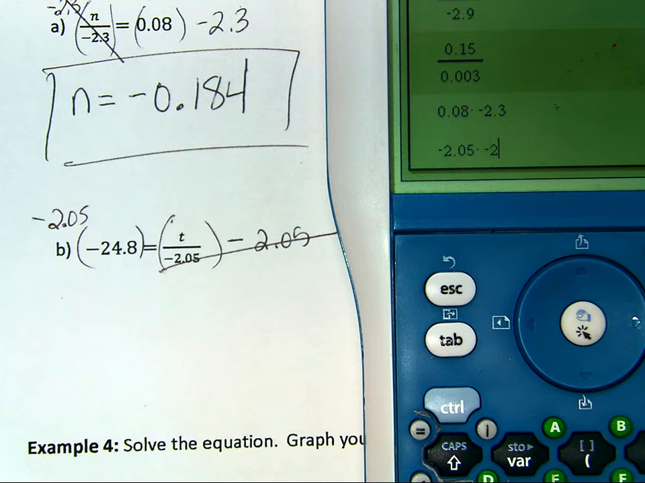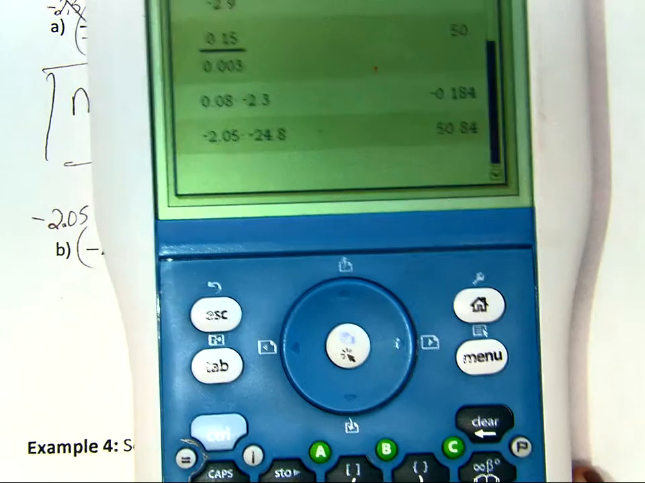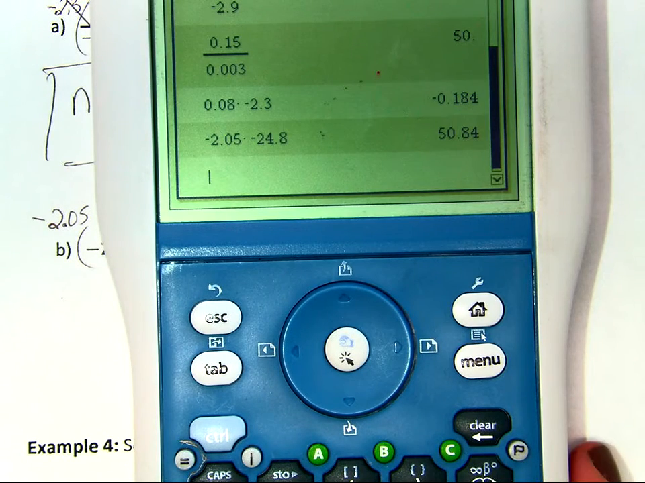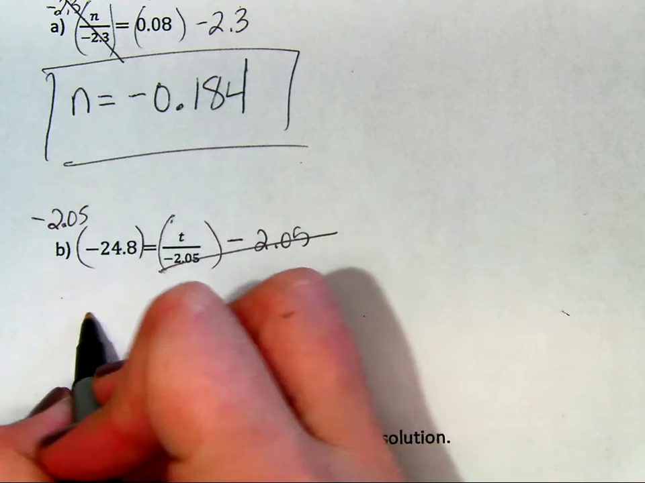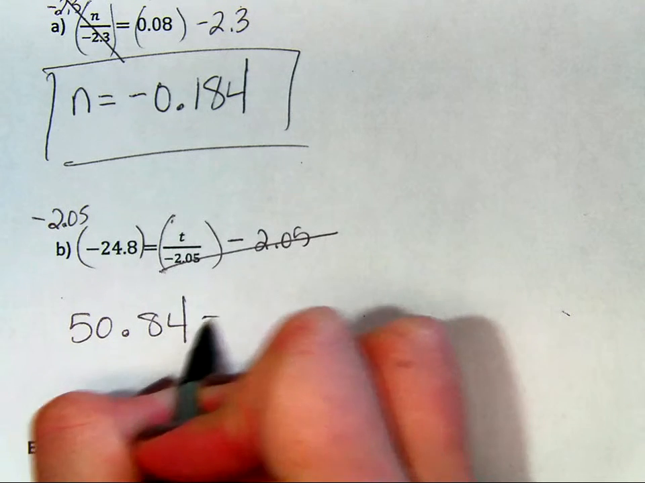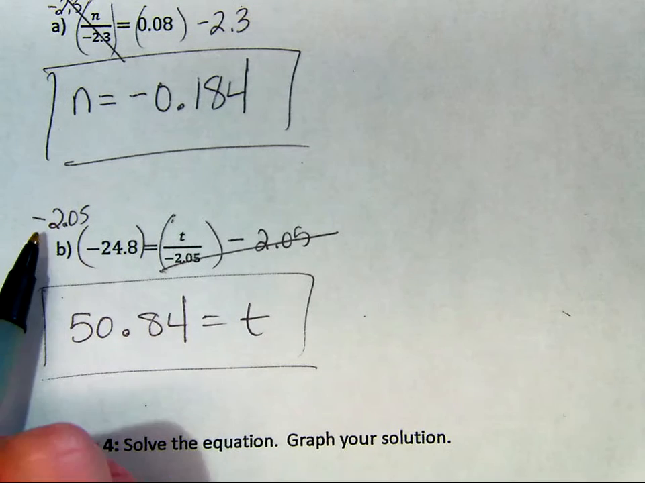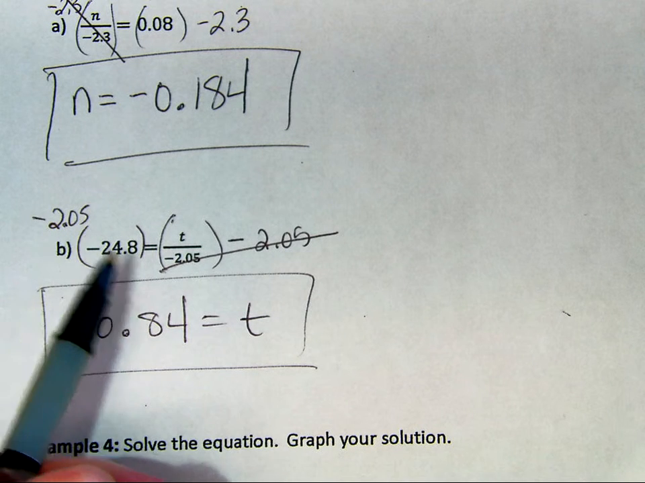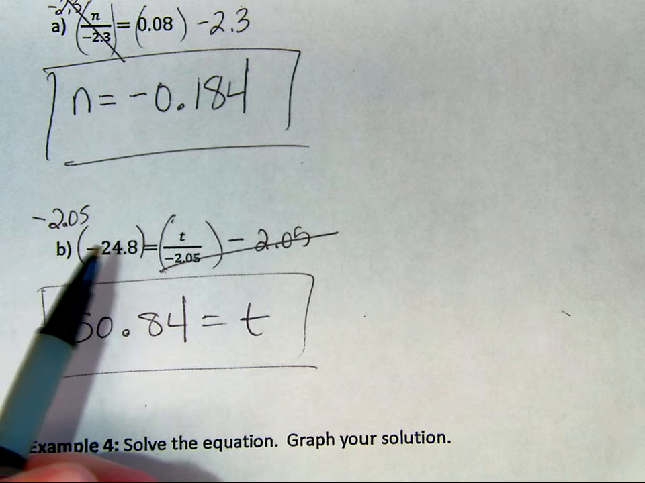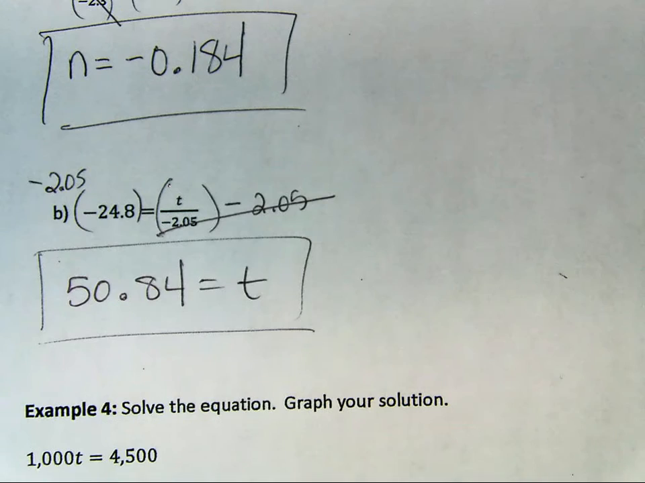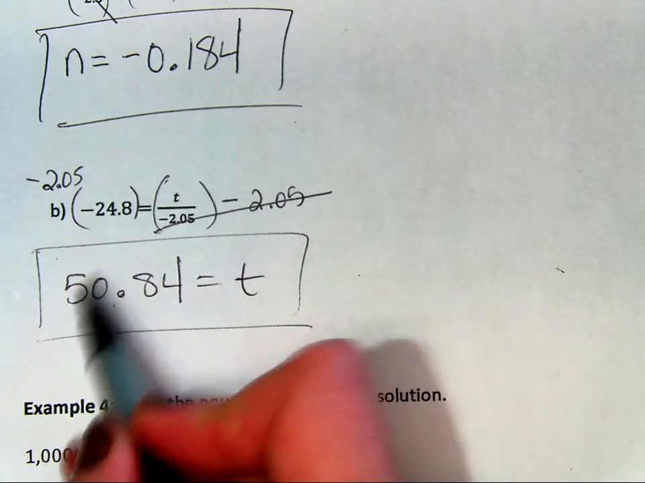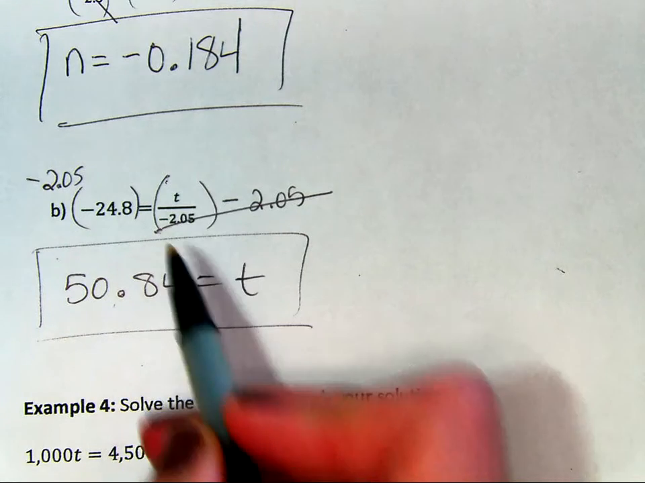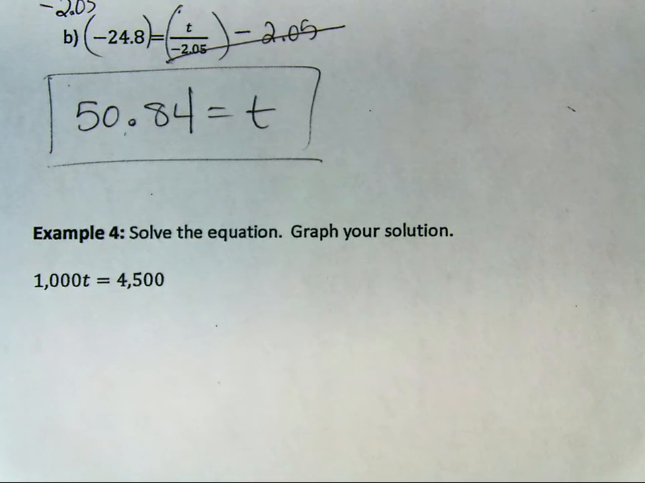negative 24.8. Oh, there's a z there. That's not supposed to be there. Negative 24.8. There we go. And hit enter. I come up with 50.84 for my answer. So 50.84 is t. That seems right because I know I'm multiplying a negative times a negative, which results in a positive. And if you think about it, 25 times 2 is 50, so it seems reasonable. Pretty close. But again, I could go back and check it by substituting 50.84 in for t and making sure it resulted in a true statement.